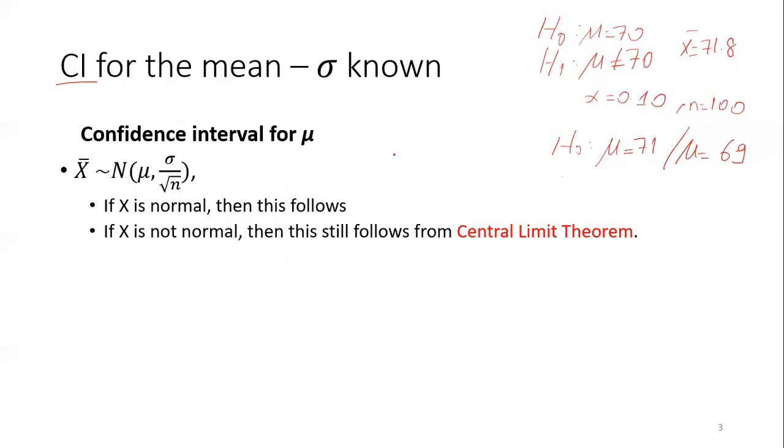So before finding the confidence interval, recall that x bar was normally distributed with population mean mu and standard deviation sigma divided by root n. Remember, if the population itself is normally distributed, then it follows that x bar is normally distributed. If the population is not normal, then the normality of x bar still follows from the central limit theorem, okay?